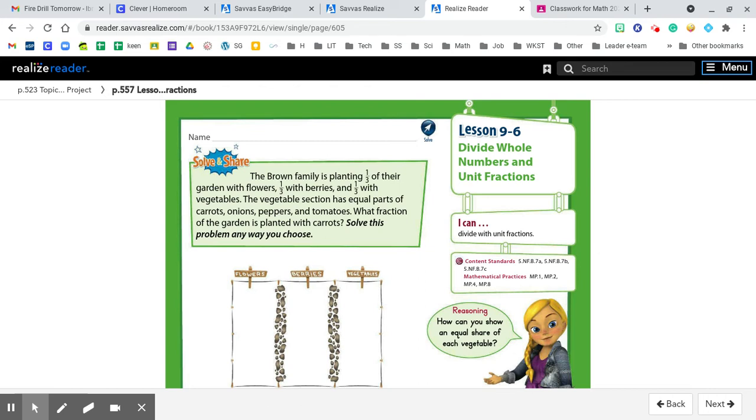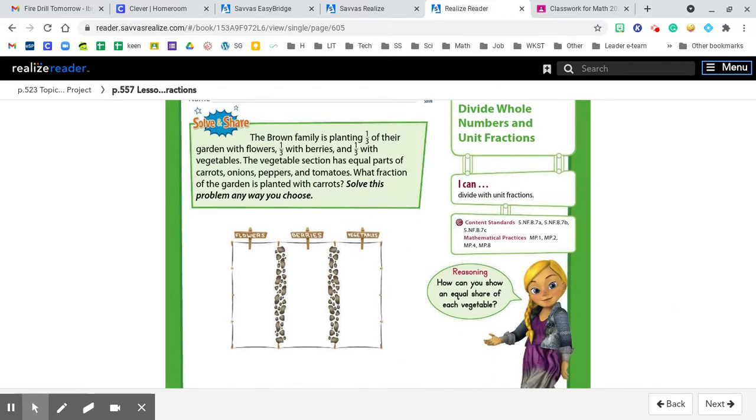All right, today we're doing lesson 9-6, divide whole numbers and unit fractions. The Brown family is planting a third of their garden with flowers, a third with berries, and a third with vegetables. The vegetable section has equal parts of carrots, onions, peppers, and tomatoes. What fraction of the garden is planted with carrots? Solve the problem any way you choose.